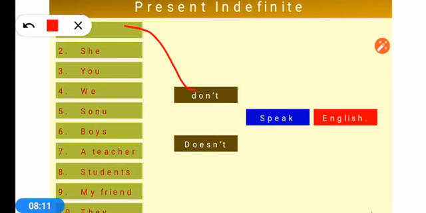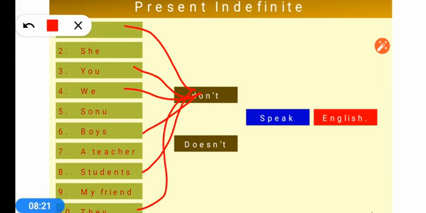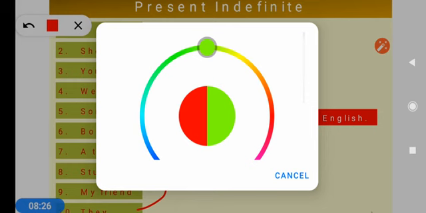I don't, you don't, we don't, boys don't, students don't, and they don't. Leaving these, the remaining ones, I don't know how to change the color. Later on, if you will be teaching, I will be a master in changing the color also. I don't know, so I am not going to change this one.